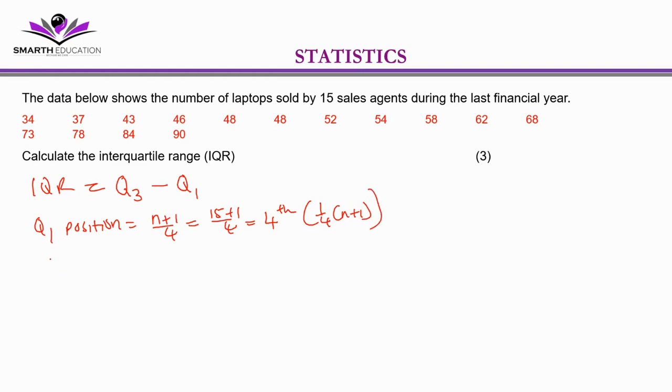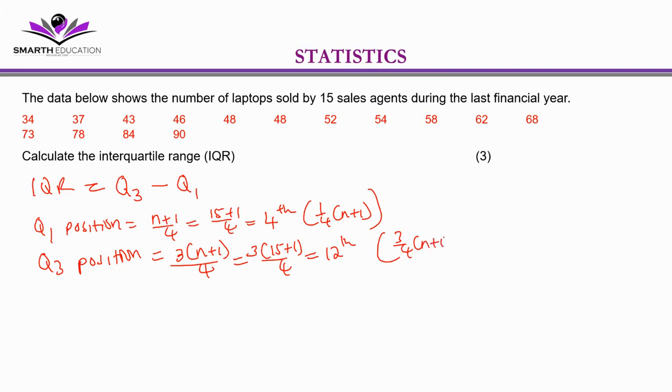And then the position of the upper quartile, we're getting the positions. The position of the upper quartile is 3 times (n + 1)/4, which is 3 times (15 + 1)/4, which is equal to the 12th position. You can also use 3/4 times (n + 1), it's just the same thing. The lower quartile is in the 4th position and the upper quartile in the 12th position.